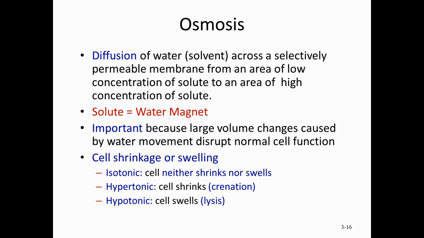Now, I jumped ahead here to osmosis. Osmosis is the diffusion of water, water's a solvent, across the selectively permeable membrane or semi-permeable membrane from an area of low concentration of solute to an area of high concentration of solute. So you got to remember that. Now, my definition of a solute is a water magnet. Okay, a water magnet.